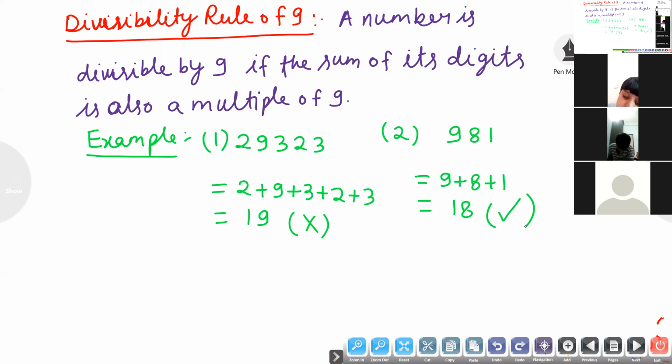Third example, 540. I want to check this number is divisible by 9 or not. How to check? I want to add all digits. 5 plus 4 plus 0. 5 plus 4, 9. 9 plus 0, 9. 9 is coming in the 9 table. Yes, this number is also divisible by 9.